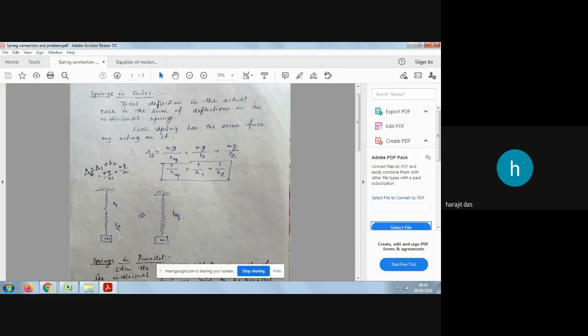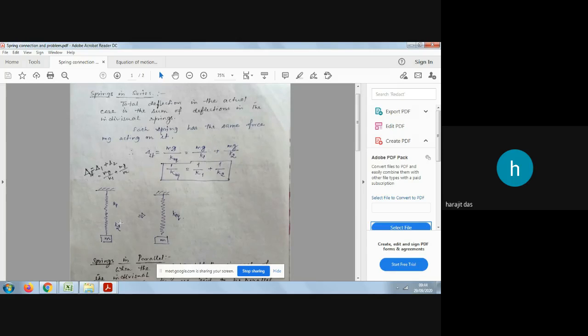What is the unit of stiffness, if I ask you? It will be Newton per meter, because spring force is F equals to Kx, so K will be F by x. F is in Newton and x is in meter in SI unit, so Newton per meter. So here, how will you find out the equivalent stiffness, because we need the equivalent stiffness to find out the frequency.